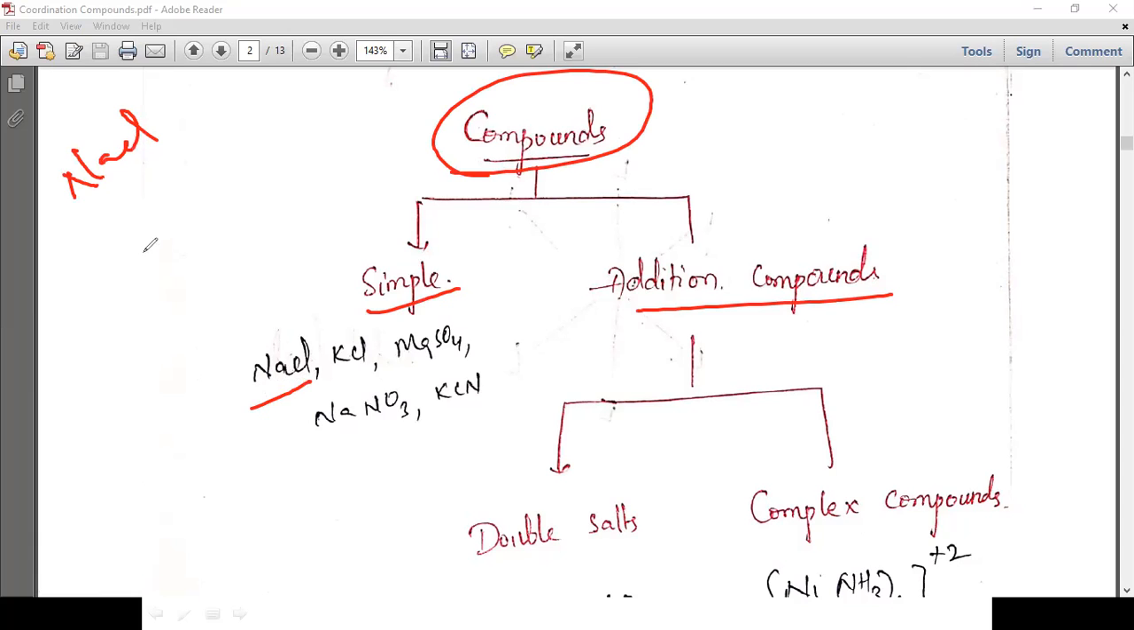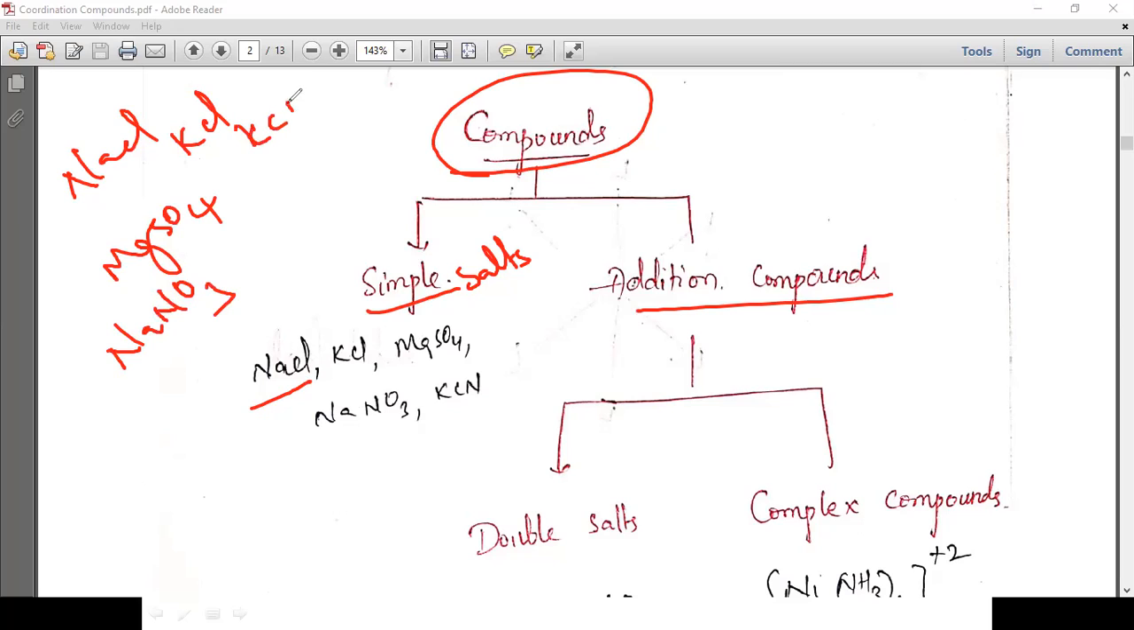There is one Na and one chlorine. This is a very simple salt. So you can also call these simple salts. So KCl, very simple, K plus Cl minus. MgSO4, NaNO3, KCN, sodium cyanide, potassium nitrate, potassium hydroxide, whatever it may be, they are very simple salts.